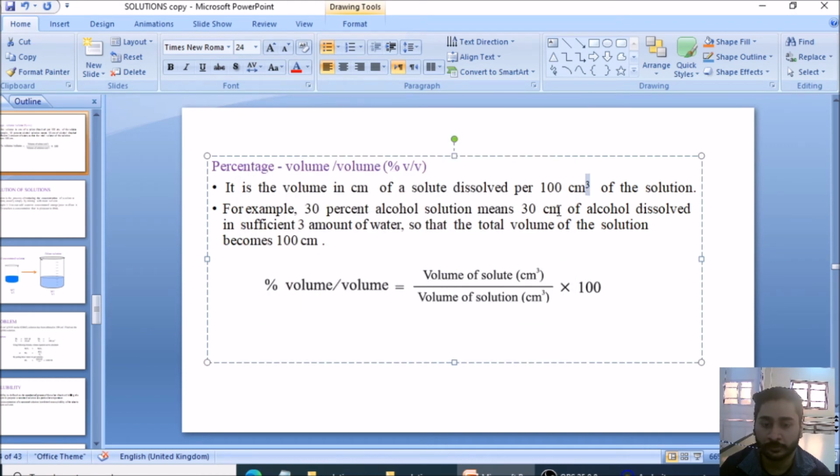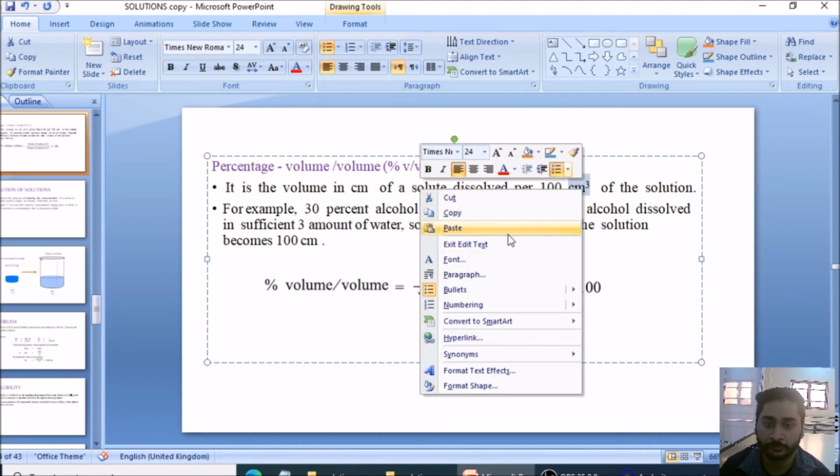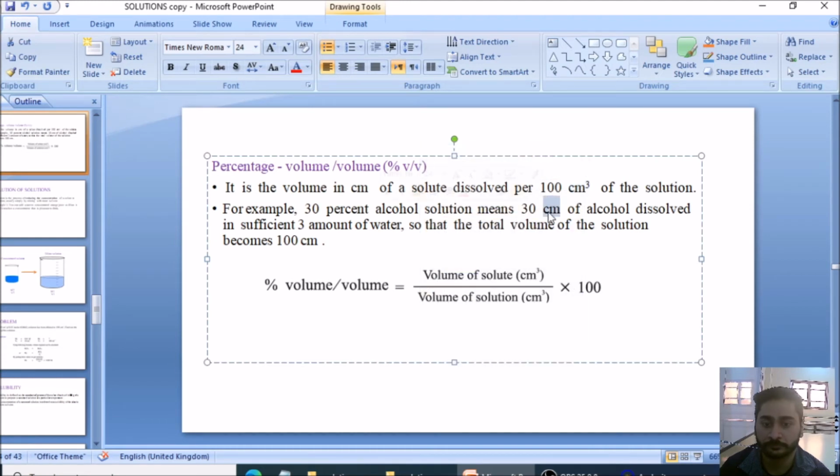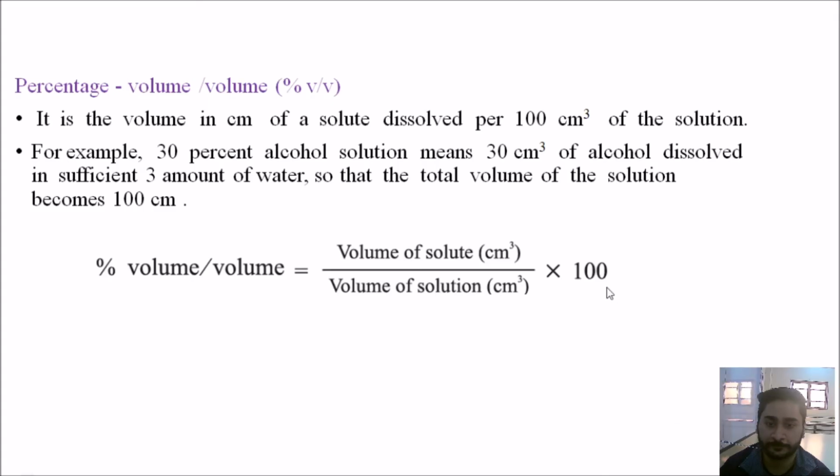Okay, so we have centimeter cube. If we look at volume by volume, that means volume of solute divided by volume of solution multiplied by 100. And as you know, volume is always measured in centimeter cube or ml or liters. So if you have volume of solute, just put it on top, divide by volume of solution and multiply by 100. You have volume by volume percentage.